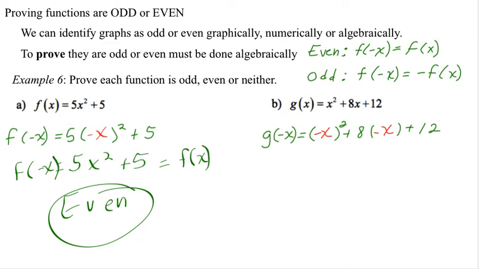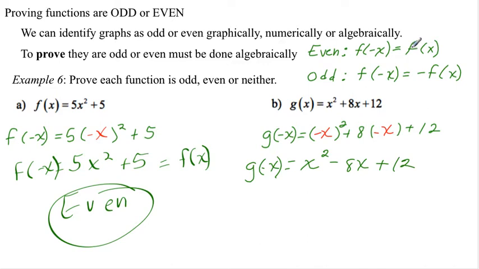So now when we simplify that, negative x squared is the same as just x squared, right? When we have a negative x and we square it, we get positive x squared. What about this one? When we multiply this one, we get minus 8x, and then we have plus 12. Now let's compare that to our original function. And our original function was x squared plus 8x. So it's a little bit different here.